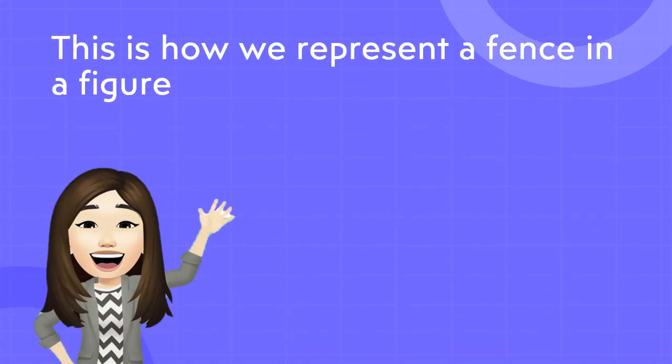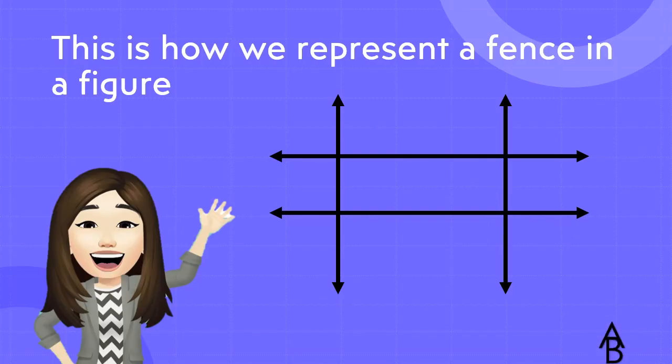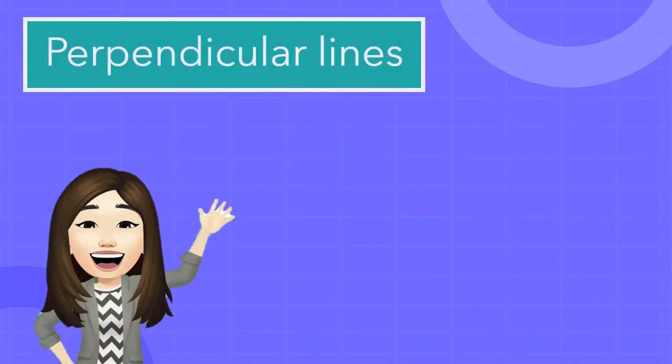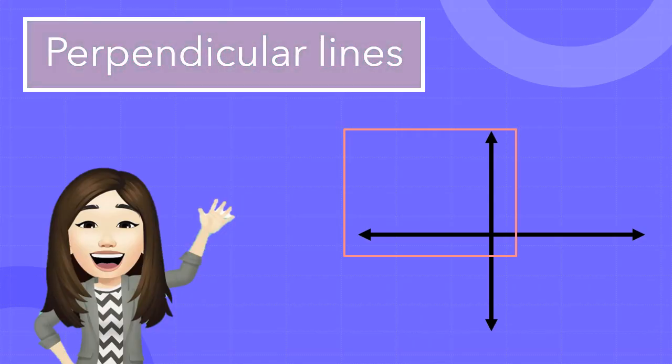This is how we represent a fence in a figure. Lines A and B are horizontal lines. Lines C and D are vertical lines. When the vertical and horizontal lines meet, a square corner is formed. These lines represent perpendicular lines.